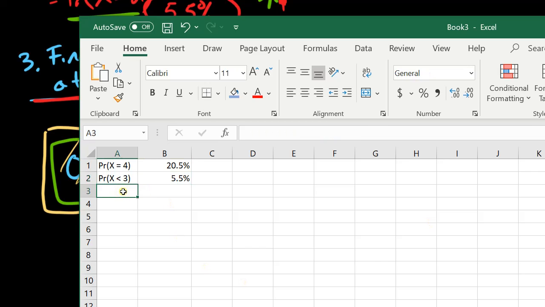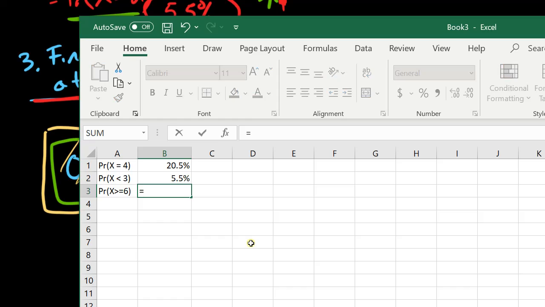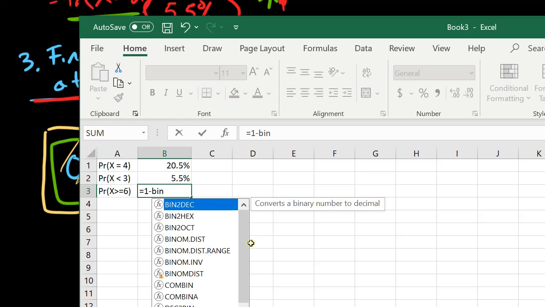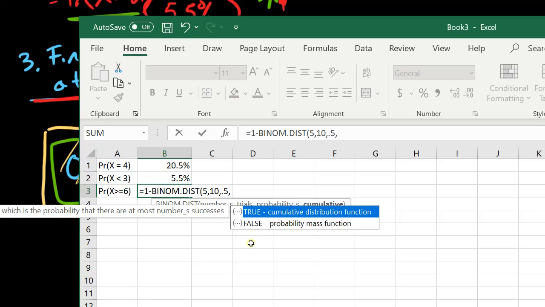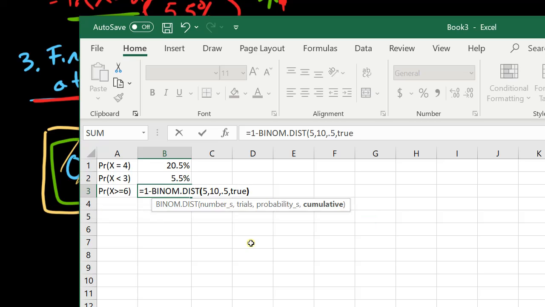And right now, I'm trying to figure out the probability that x is greater than or equal to 6. All right, let me move my cursor. So I'm going to type in equals 1 minus binom.dist, and I'm going to use 5, right? Less than or equal to 5. 10 trials, 0.5 for the probability of success, and then true for cumulative.